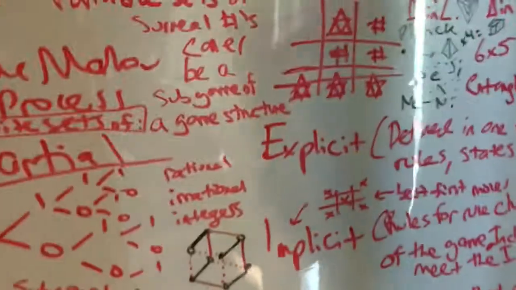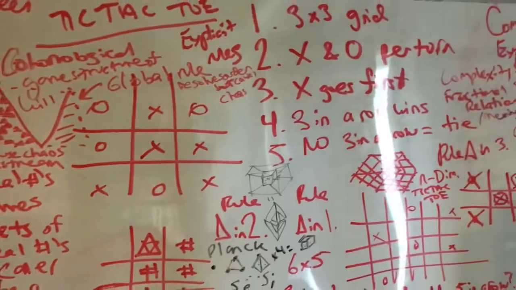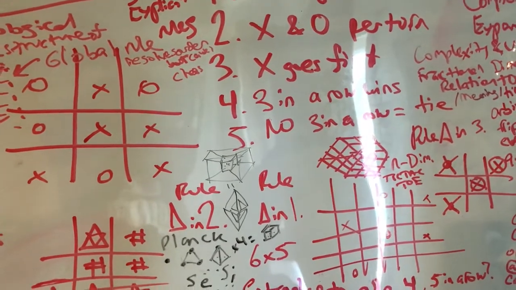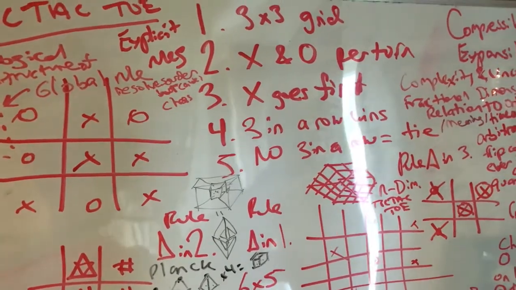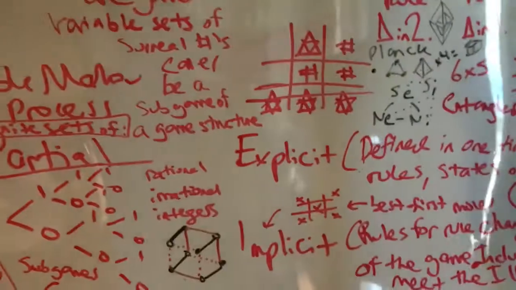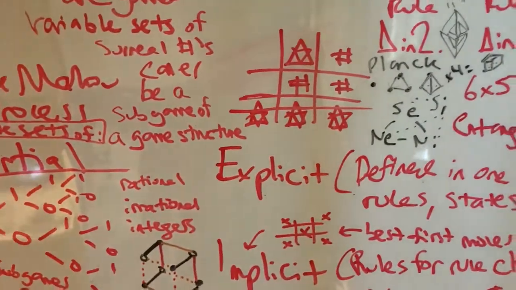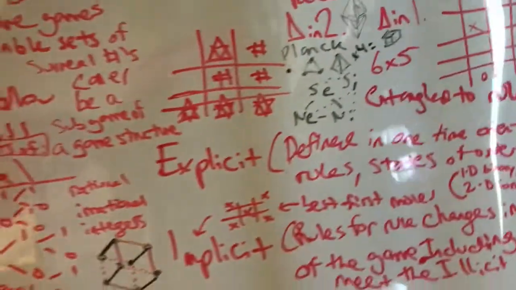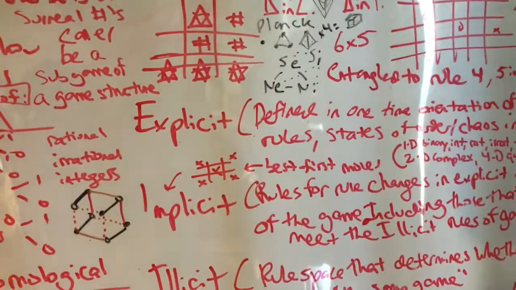So you know how to play tic-tac-toe, some basic rules: a 3x3 grid. You can do X or O. The X goes first. There's one move per turn. 3 in a row means you win. If you don't get 3 in a row, then you tie. So you can modify these rules. So those are the explicit rules to tic-tac-toe.